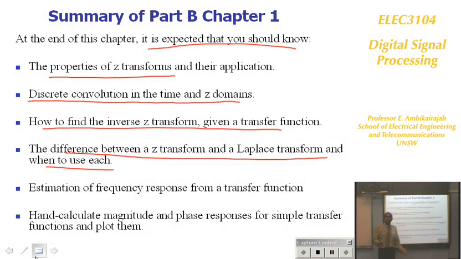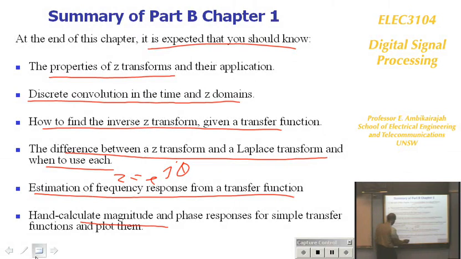Estimation of frequency response of a transfer function, just from the transfer function substituting z equal to e to the j theta, right? And hand calculate magnitude and phase response of a simple transfer function. So phase, we can leave it out, because we are not doing it here, just magnitude response. By looking at it, you should be able to draw it.